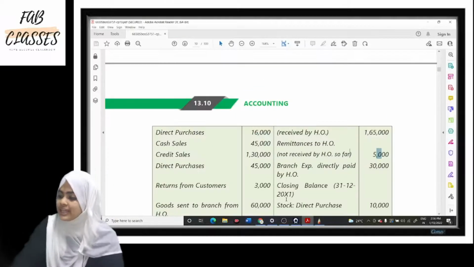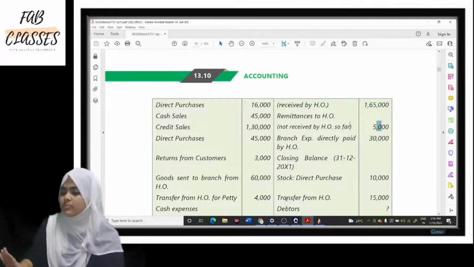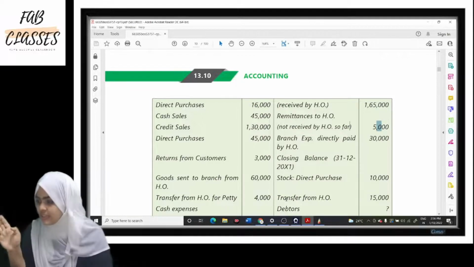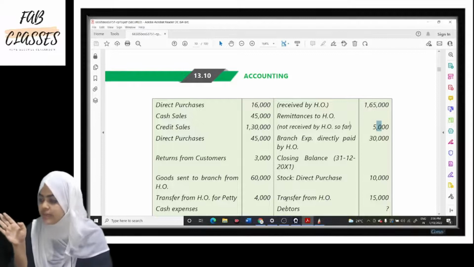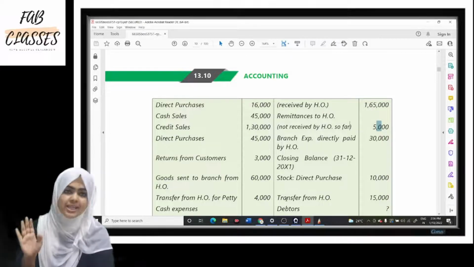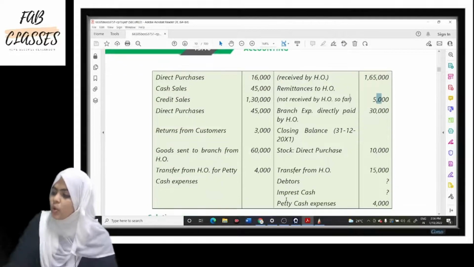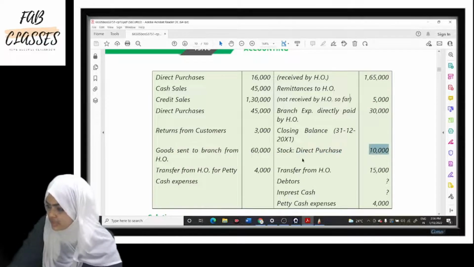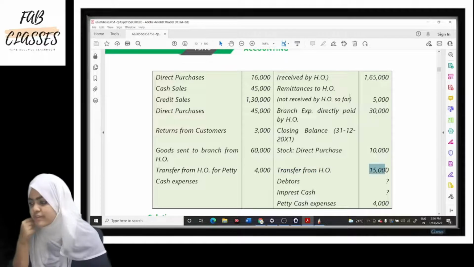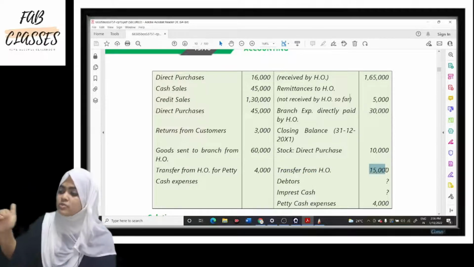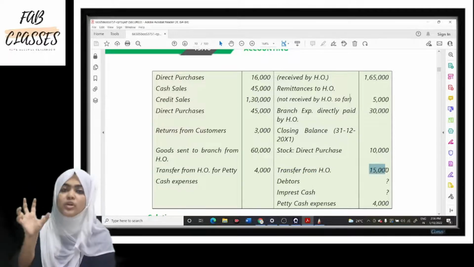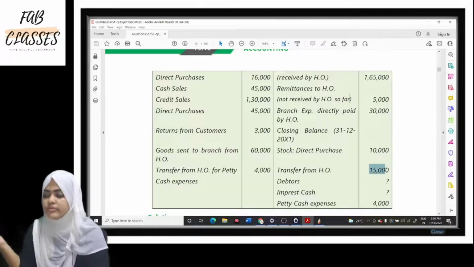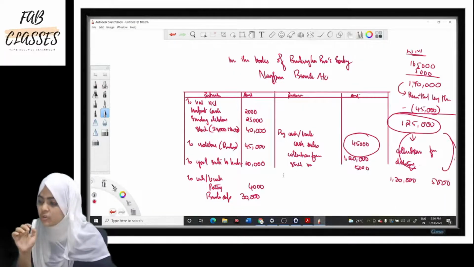Okay, fine. Next they have given the closing balance. So liabilities is not given, I guess. Opening balance of liabilities, nothing of that sort is mentioned. So closing balance they have been given. Okay, so closing balance of stock, how much? In case of direct purchase it is 10,000 and transfer from HO it is 15,000. So overall 10,000 plus 15,000, the total closing stock in the hands of the branch is 25,000.